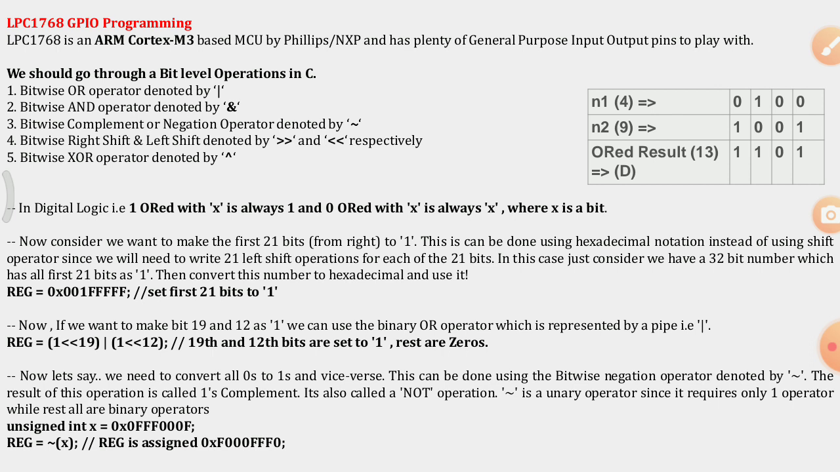For example, unsigned int x is equal to 0x0fff000f. Then register is equal to NOT of x. Now the value of x is going to be ones complemented, and then it is going to be loaded into the register. So the register is assigned with the NOT of x, that is 0xf000fff0.